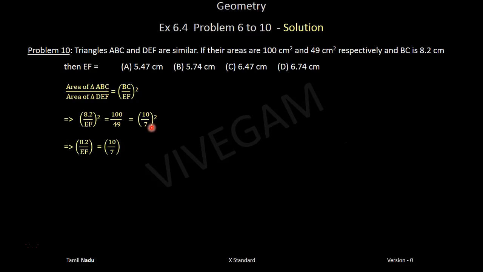Now take the square root. 8.2 by EF will be 10 by 7, or EF will be 7 into 8.2 divided by 10. On simplification this gets us 5.74 centimeter. Am I right? So that is option B. You need to remember the ratio of the areas of similar triangles is the square of the ratio of the corresponding sides.